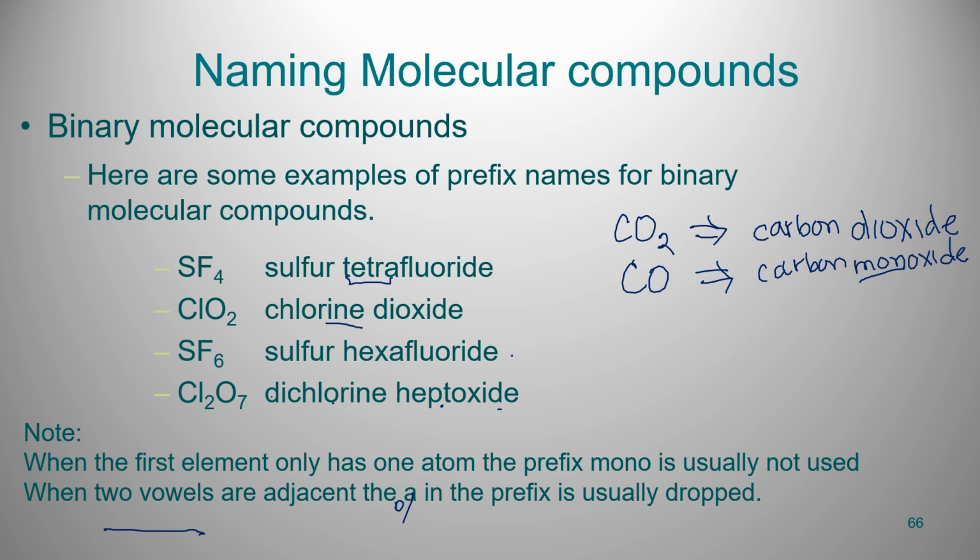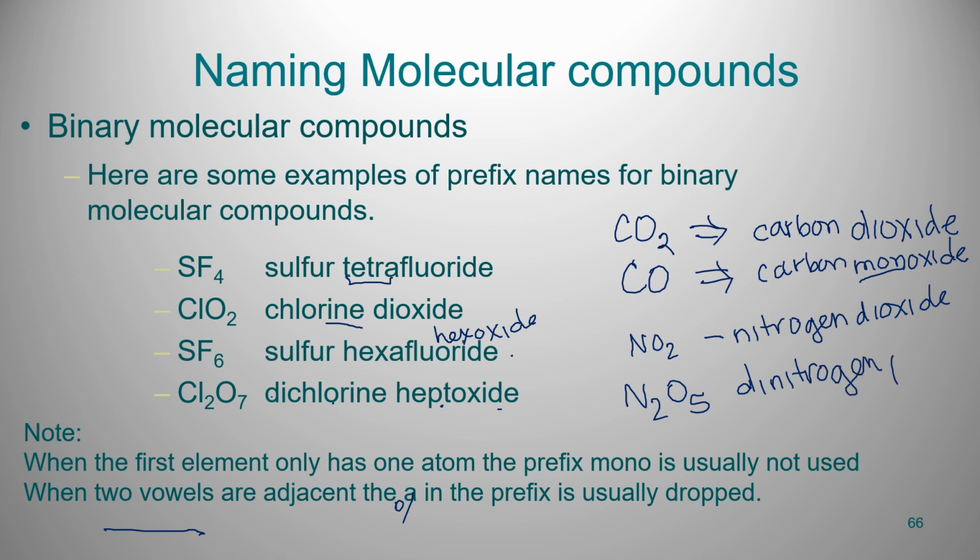Dioxide. If this was oxide, it'd be hexoxide, not hexaoxide, but you get the hept oxide. So that's just a minor thing. If you put the A, I wouldn't count it wrong. So here NO2 is nitrogen dioxide. But don't forget, if the first one has a number, you do need the prefix. So this would be dinitrogen pentoxide.